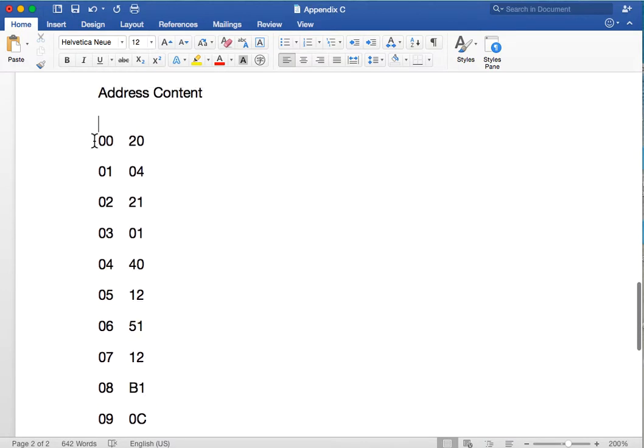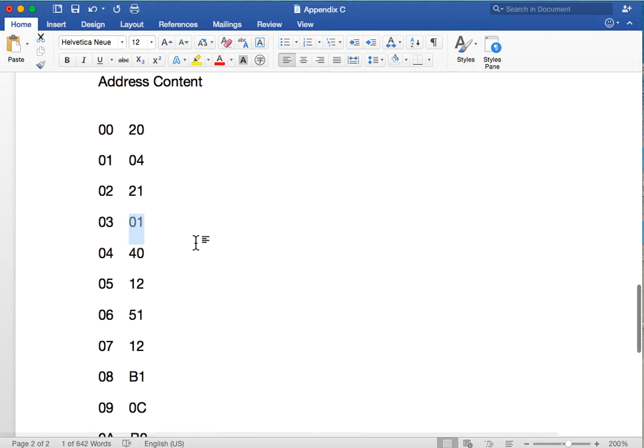In each memory address, it can store some content. In memory address 00, it stores 1 byte. This 1 byte is 20. Each digit is 4 bits, right? 2 digits is 8 bits, and 8 bits is 1 byte. So each memory location stores 1 byte. The memory with address 00 stores the byte 20. The memory with address 01 stores byte 04. The memory with address 02 stores the byte 21. The memory with address 03 stores the byte 01.